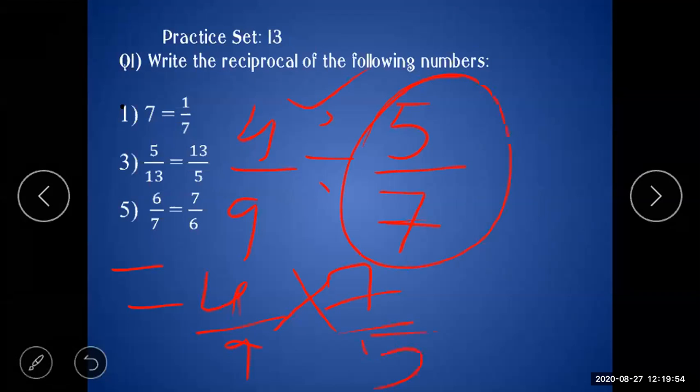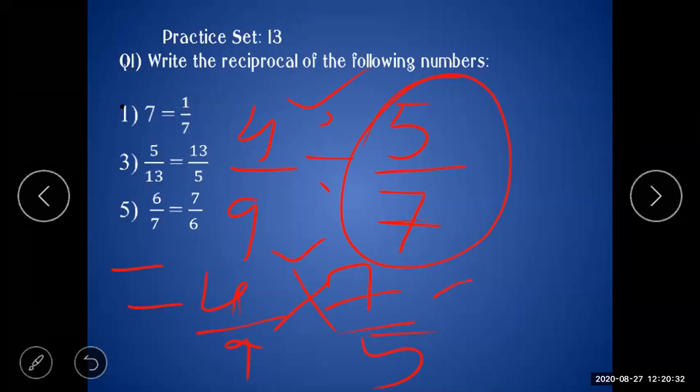So what is the first thing? The first number will not change. It will remain as it is, that is 4 upon 9. The second number will change. Why? Because division is going to be changed into multiplication. This is the rule for fractions. Division will convert into multiplication. As we convert division into multiplication, the second term will be the reciprocal. The second term will change. For example, if 5 upon 7 is given, it becomes 7 upon 5.